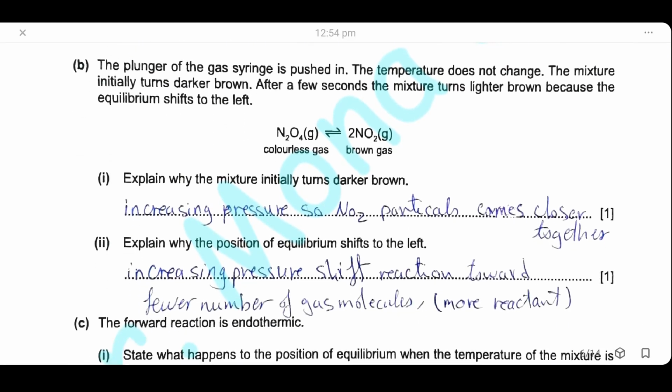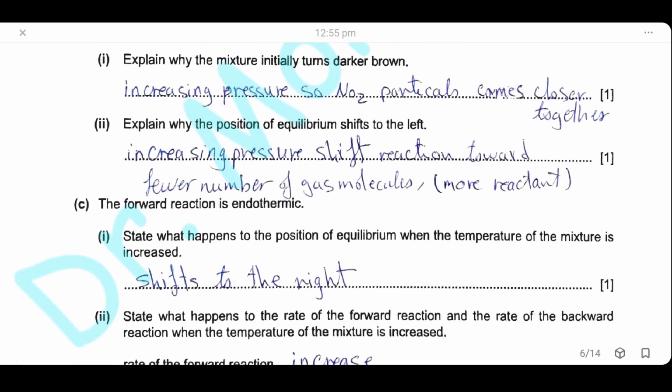2. Explain why the position of equilibrium shifted to the left. Increasing the pressure shifts the reaction toward fewer number of molecules or fewer number of moles. So the number of molecules on the left side is only one, and on the right side, two. Here the equilibrium shifted to the lower number of molecules. It will be to the left side toward more reactant.